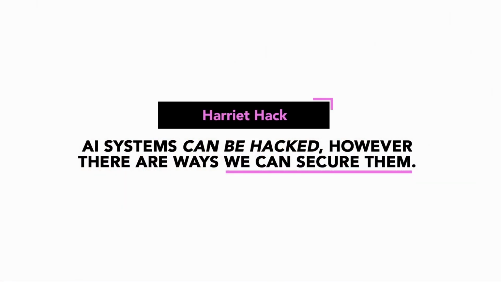So this is our Harriet hack of the episode. Artificial intelligence systems can be hacked. However, there are ways that we can secure them. We want to be optimistic about the future of artificial intelligence, and we just want to make sure that we're adopting it and using it and designing it in a way that is inherently secure. And that's what the rest of the series is going to explain how we can do. And in order to do that, it's really important to understand some of the other key terms and basics around artificial intelligence and security. And this series will be diving into all of those too.